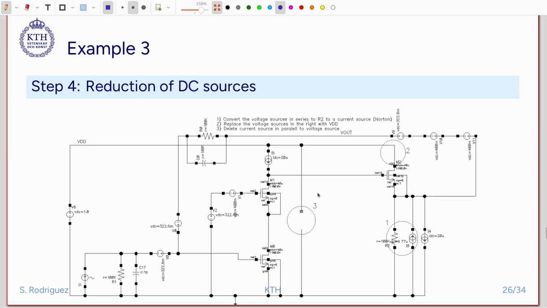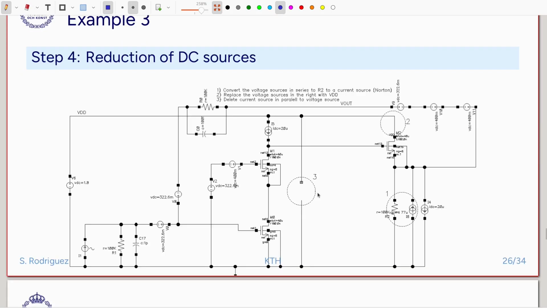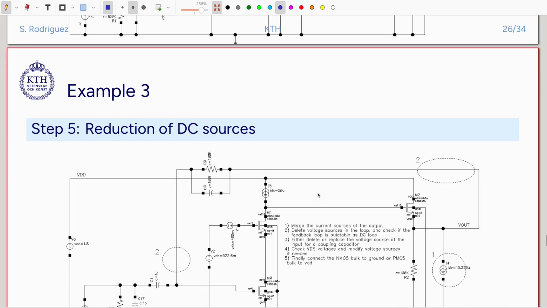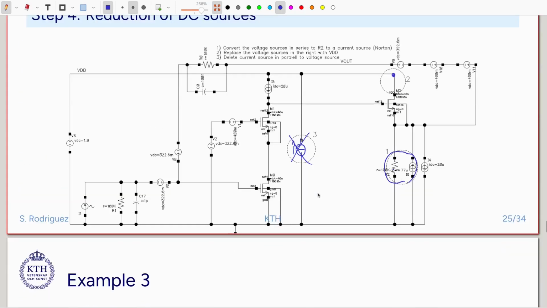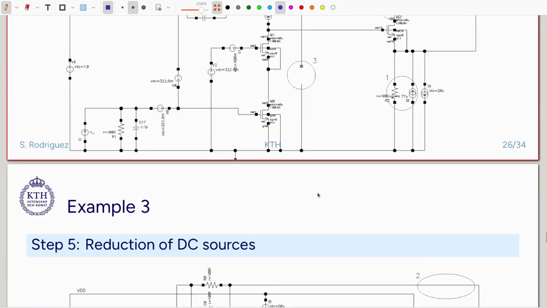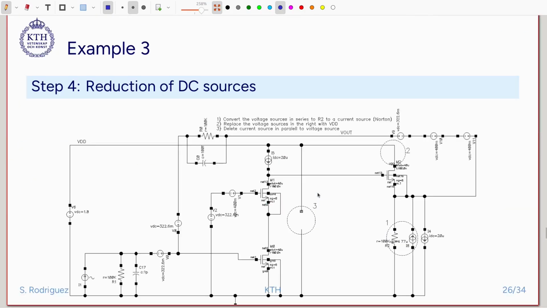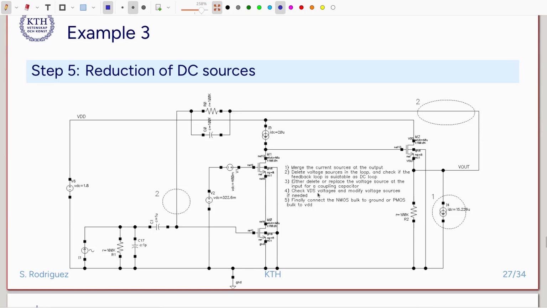So the next step is... this slide is repeated. So we go to the next one. So we go to this step.